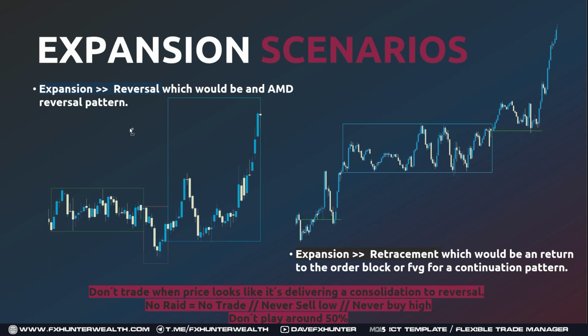So here is again another scheme of how it works. We have the expansion to reversal, which is actually the AMD reversal pattern. So that's possible. The market is going up, we have a consolidation, expansion to the reversal. So it's actually a continuation in here. In here we have accumulation, manipulation, distribution.